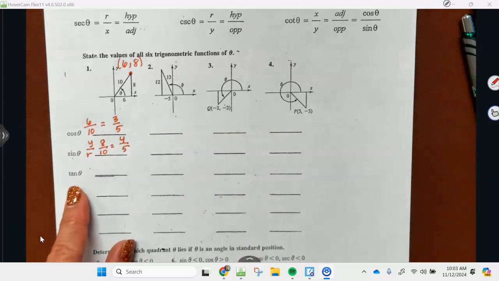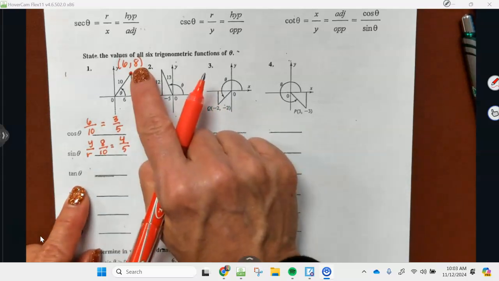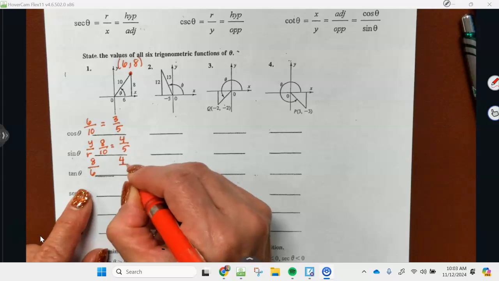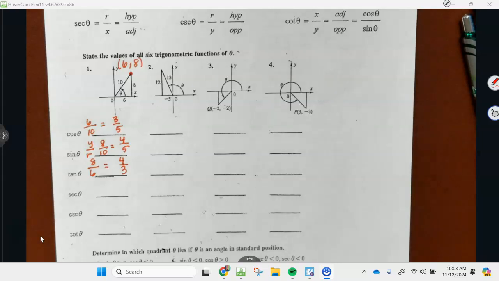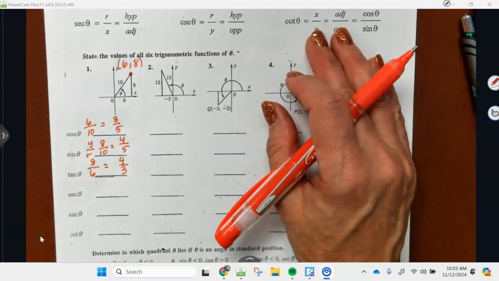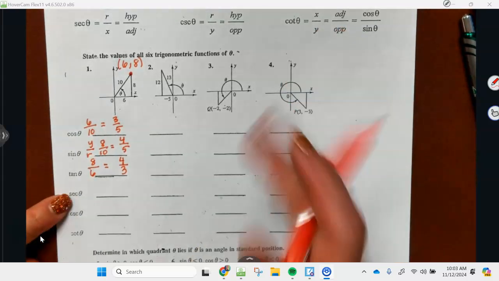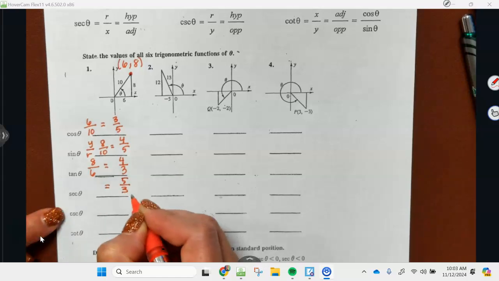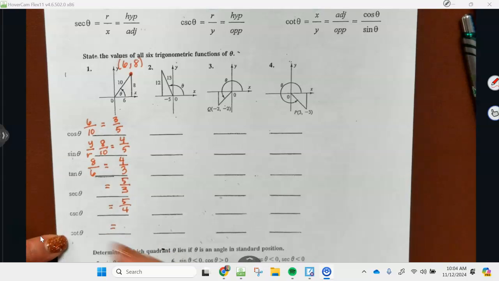Tangent. Y'all, for tangent, look at the ordered pair and just divide the ordered pair. But the y goes on top. So this is going to be 8 divided by 6. And y'all, that simplifies to 4 over 3. All right, secant, cotangent. Y'all, just flip those upside down. Just remember, if the sign is positive, it stays positive. If the sign's negative, it stays negative. So, regular secant is going to be 5 over 3. Cosecant is going to be 5 over 4. And cotangent is going to be 3 over 4.